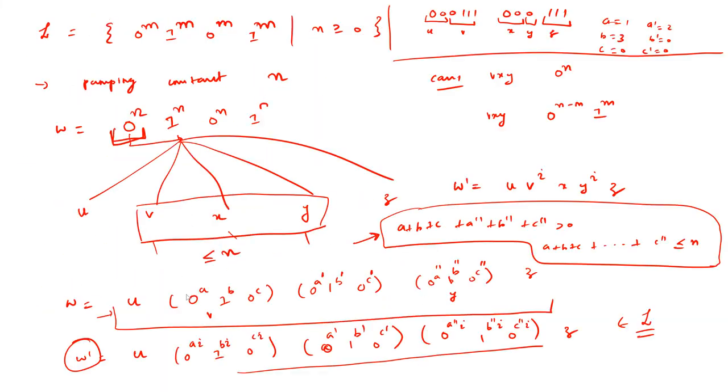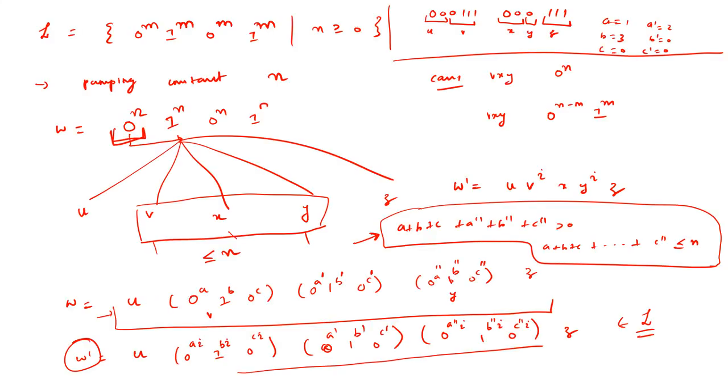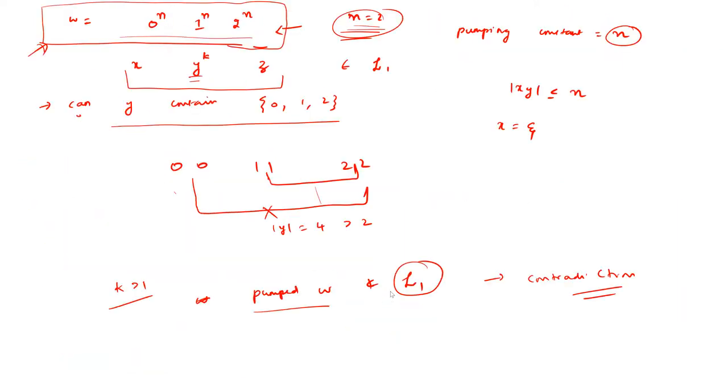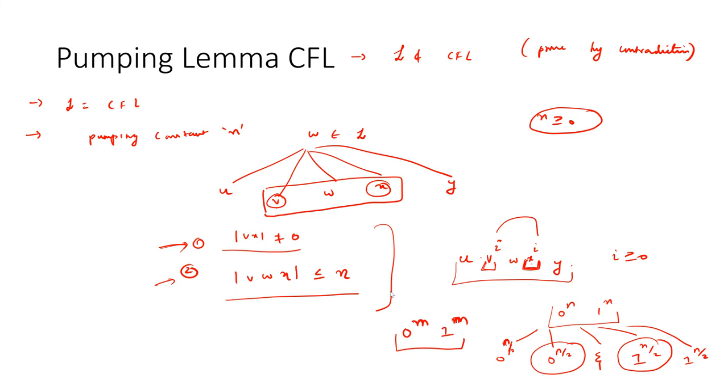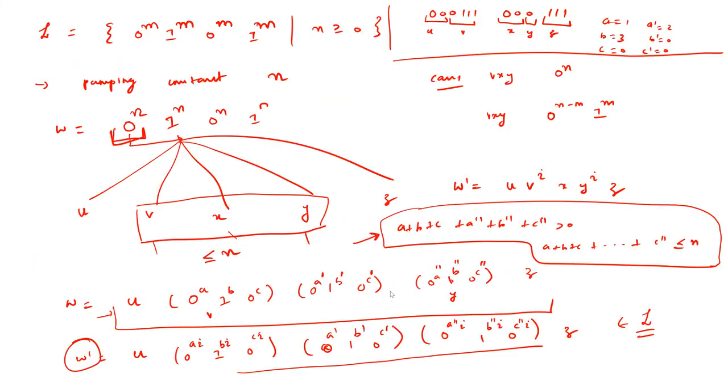Now in our partition, what is the length of v and y? Sorry, v and x, right? Is it v and y or v and x? Yeah, v and x. So this constraint represents v and x. Length of vx should be greater than 0. So what is length of vx? It is a plus b plus c plus a prime plus b prime plus c prime, right? And length of vxy together should be less than or equal to the pumping constant n.